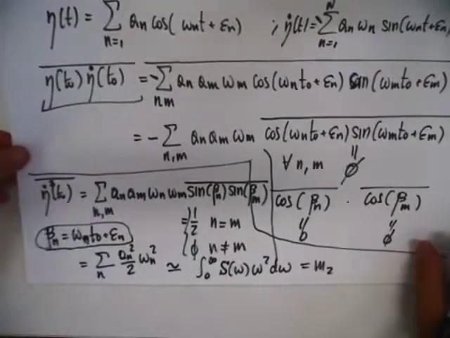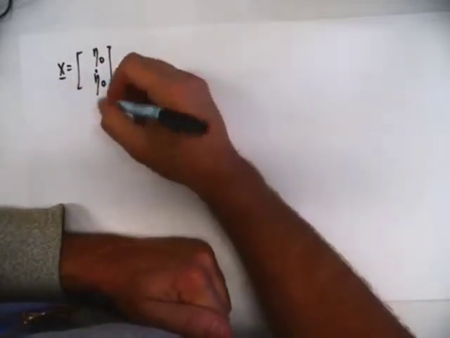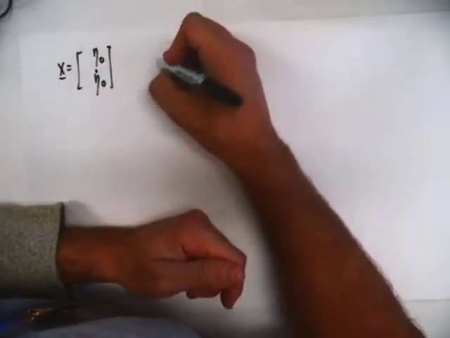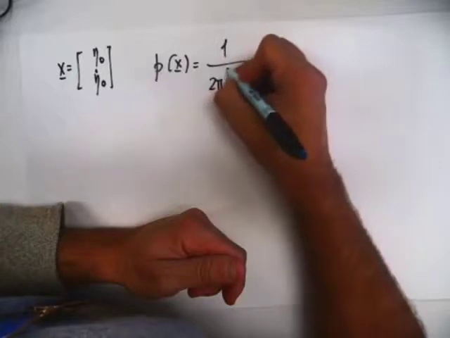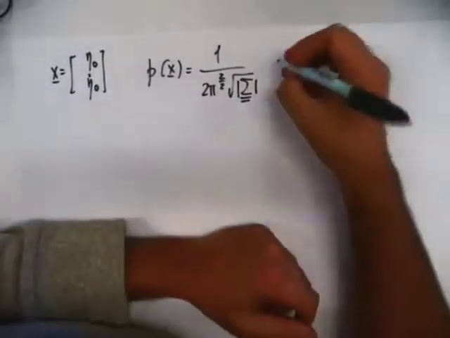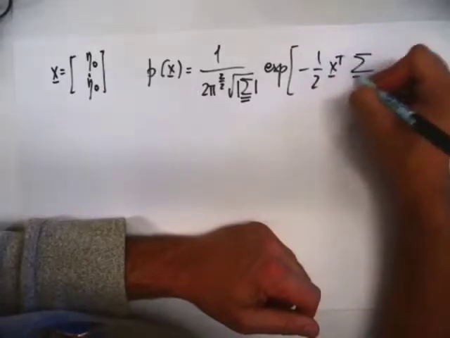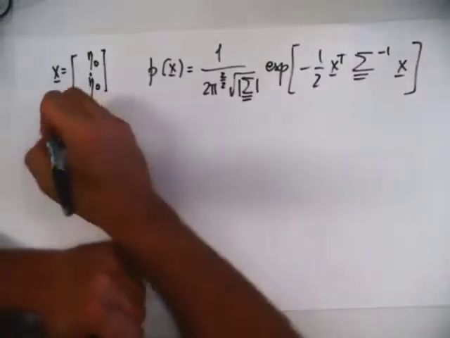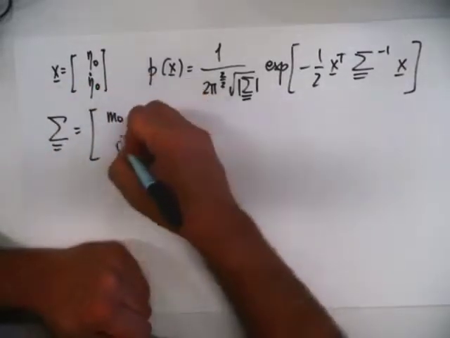Having said that, we basically saw that the x vector is eta and eta dot at t naught, and the probability of x is going to be equal to 1 over (2 pi) to the 2 over 2, times the square root of the determinant of the covariance matrix, times the exponential of minus 1/2 x transpose. Now we have to do the inverse, which is pretty easy, because the covariance matrix is going to be m0, 0, 0, m2.